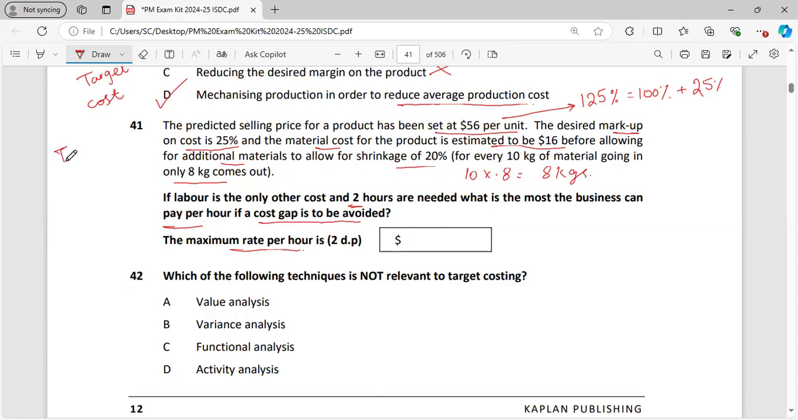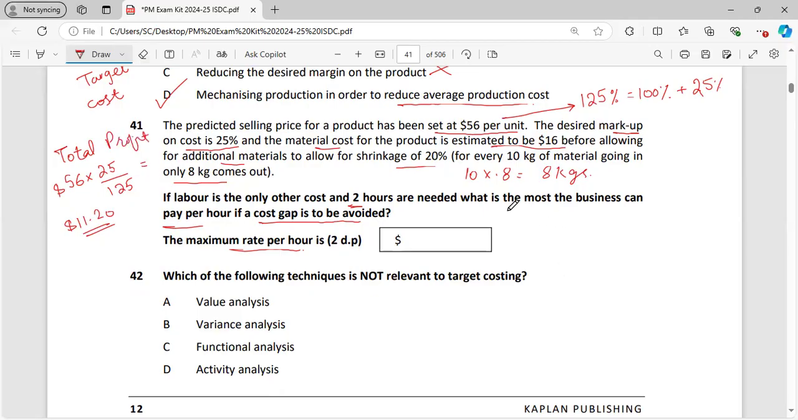So first of all, we will calculate total profit: 56 into 25 divided by 125. So what is the answer? 11.20 is the answer. This one is basically your profit. Total profit right now we are earning.